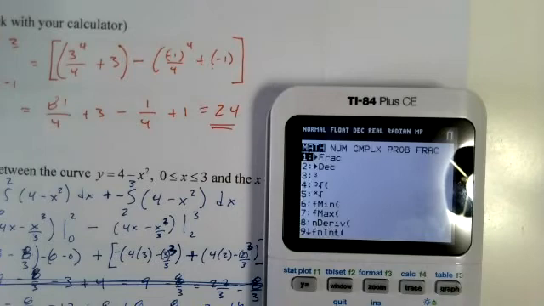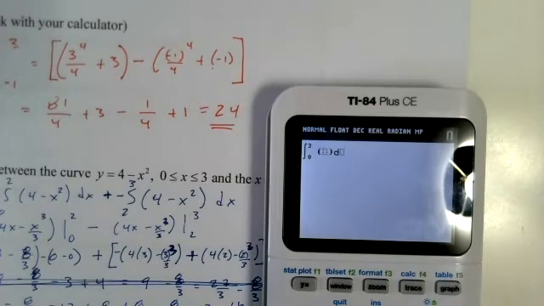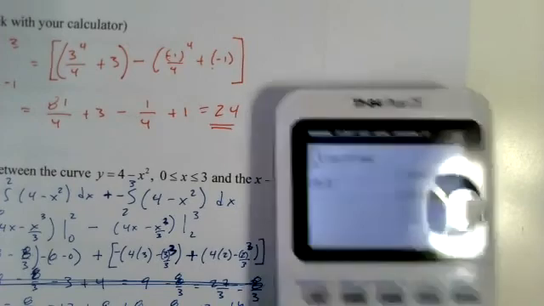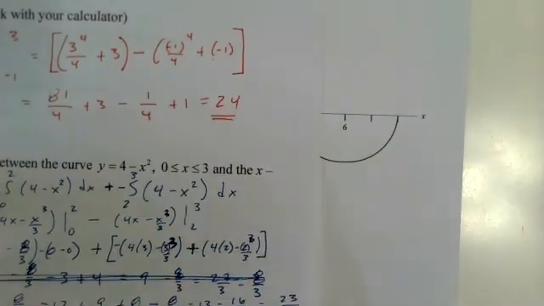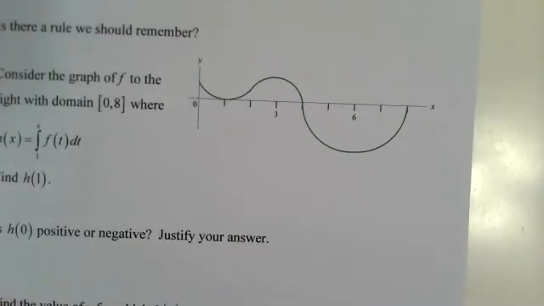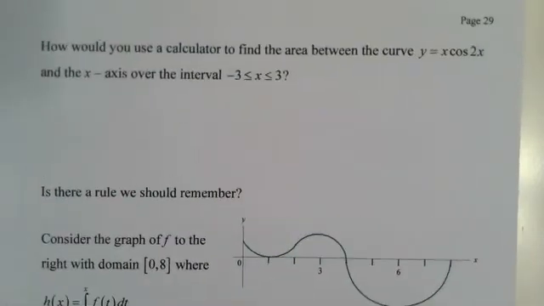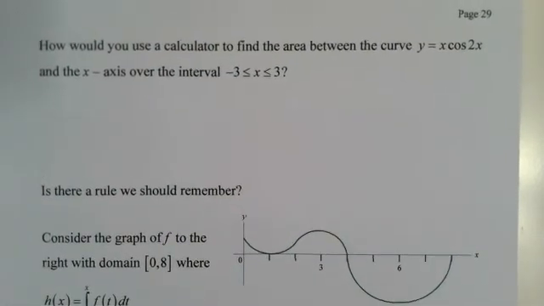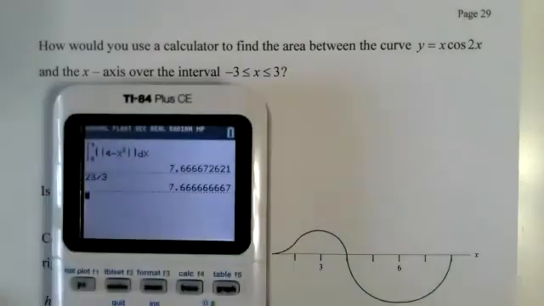Clear. Math 9 from 0 to 3. Math absolute value 4 minus x squared dx. It's going to take its time. Give me 23 thirds. So I can put an absolute value around here. That's pretty cool. So here's another one. We actually have the skills to do the antiderivative here, but not yet. Let's try the absolute value then.